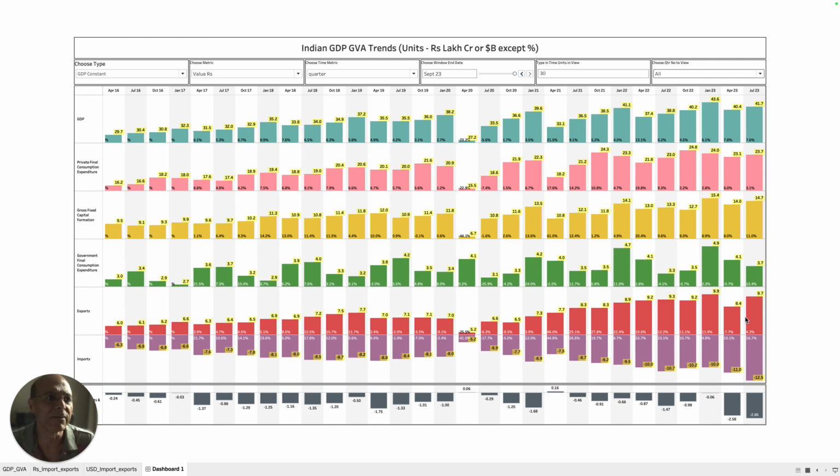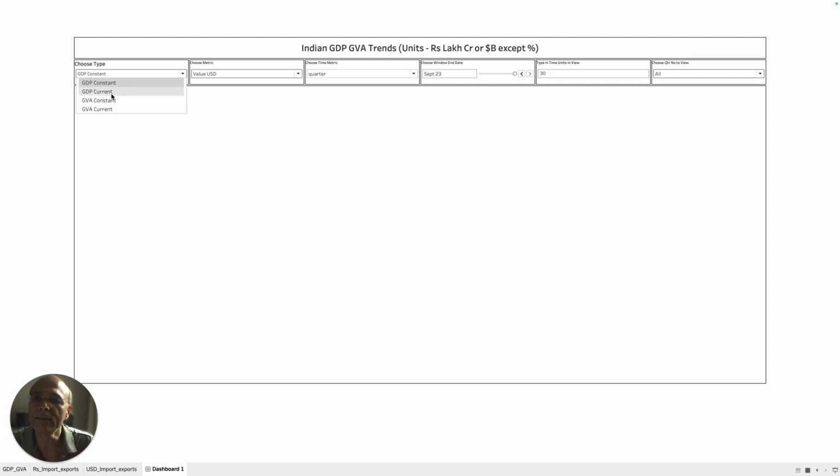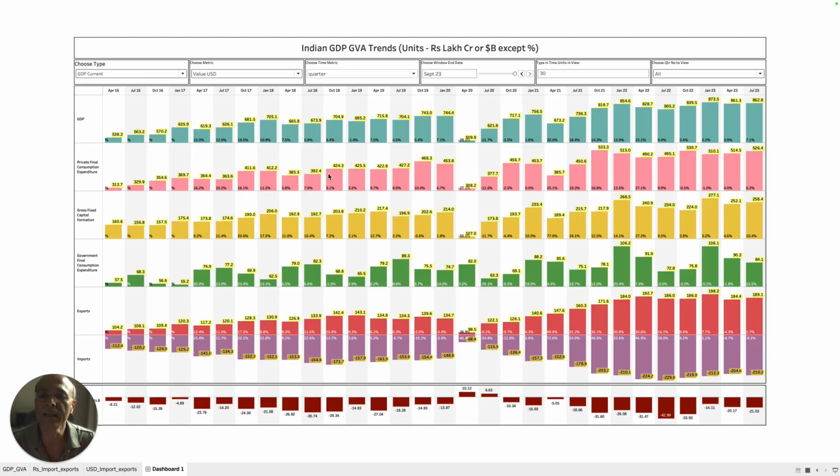So on a high level, this is the GDP story that the picture tells us. Now we can do one more thing. We can look at the dollar numbers, because the dollar numbers are also very important. In order to do the dollar numbers, you have to choose USD and then GDP current, because GDP current is the nominal GDP, which if you divide by the dollar rate, will give you the dollar number. So these numbers that you see in dollars are in billions of dollars. It is 862.8 billion dollars. So from a dollar point of view, the growth rate is 7.1%.